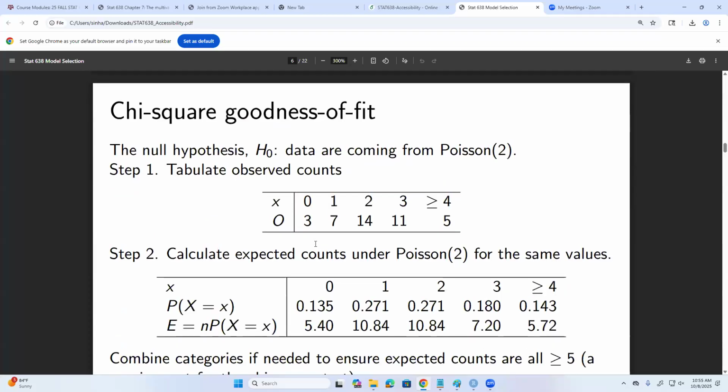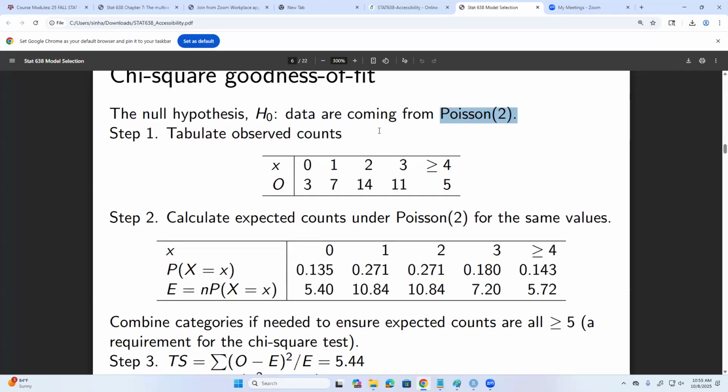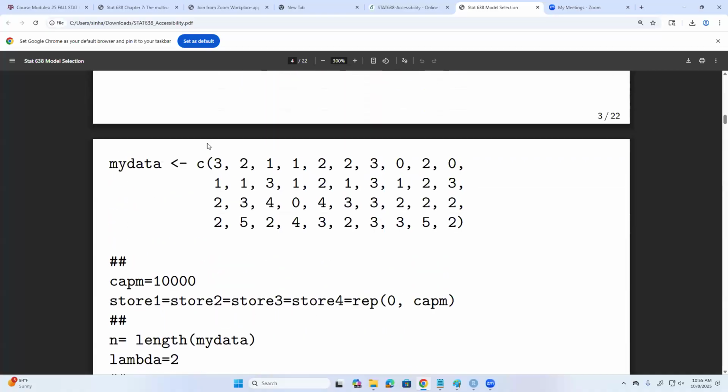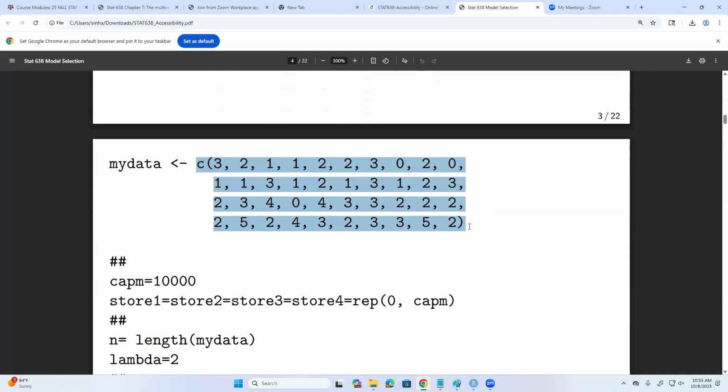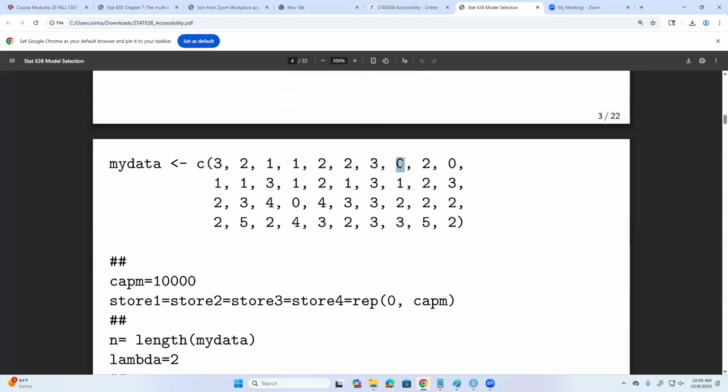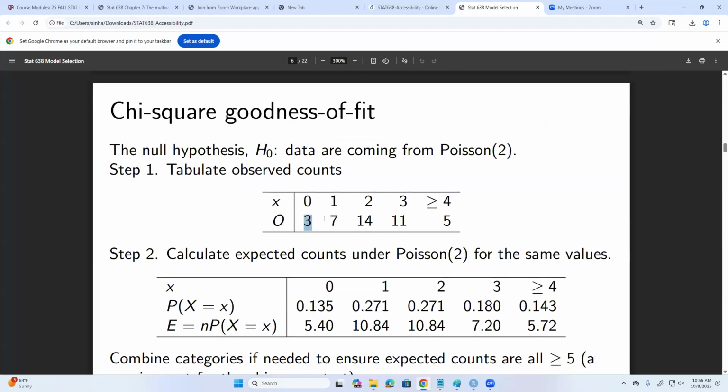Now let us look at what we can do for the classical method. Everybody knows the classical method, but for the sake of completeness, I put it here. So the null hypothesis here is that data are coming from Poisson 2, and the alternative is that data are not coming from Poisson 2. Step one, you tabulate observed counts. Tabulate means you look at the distinct values of the data and record how many times each value appeared in the data set. So this is your data, and you can see the minimum value is 0. You count how many times the minimum value appeared. For example, 0 appeared 3 times. Then the next one is 1. So 3, 7, these are the counts, and you get them using any software.